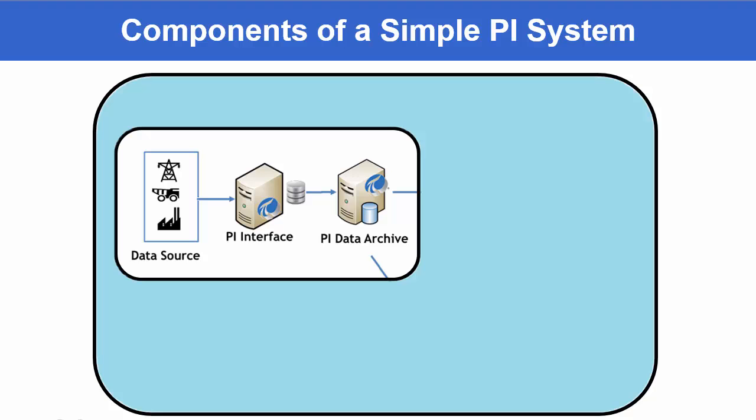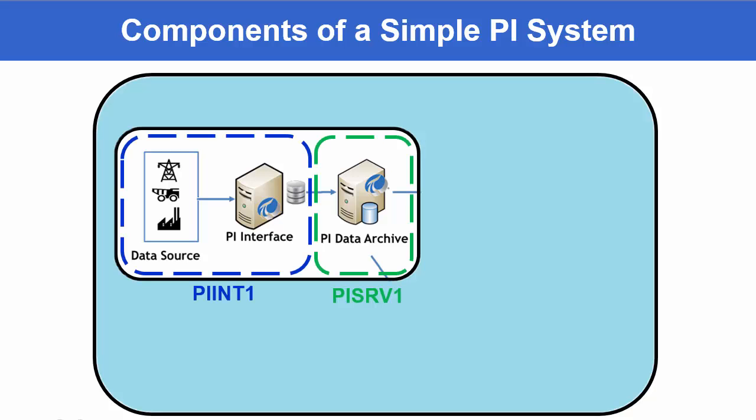This course is an introduction to configuring and administering a simple PI system. We will be primarily focusing on two nodes, namely the PI Interface and the PI Data Archive nodes, which are named PIINT1 and PISRV1 respectively. Please note that all the machines in our simple PI system are members of a domain called PISCHOOL that are controlled by a domain controller called PIDC.